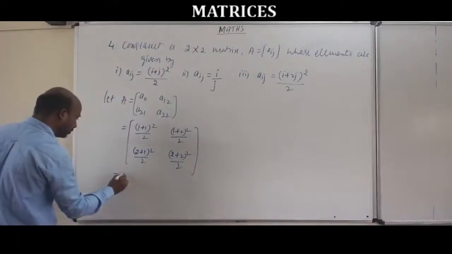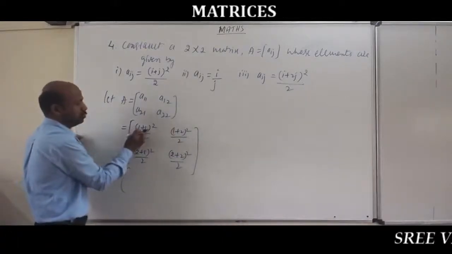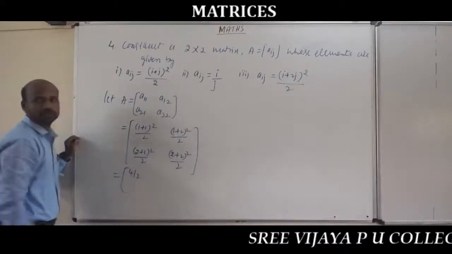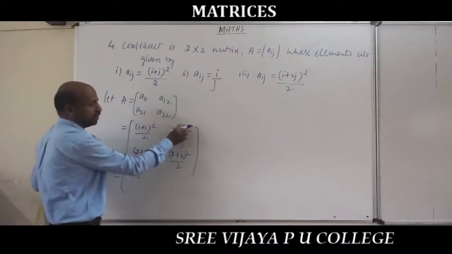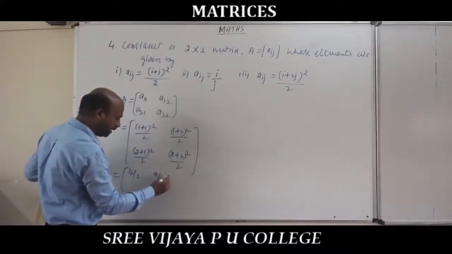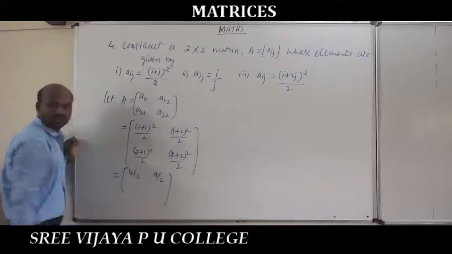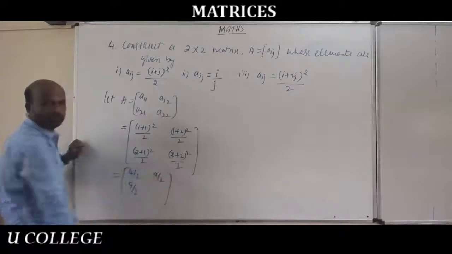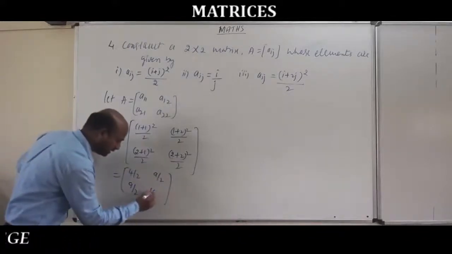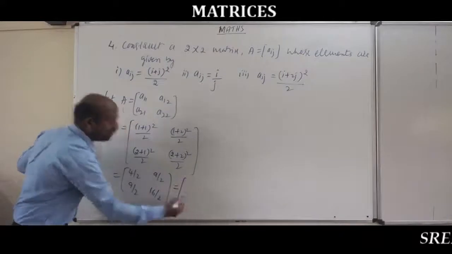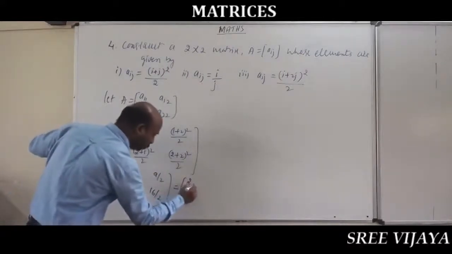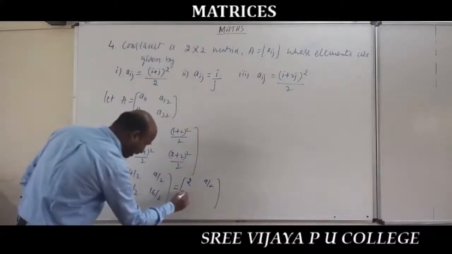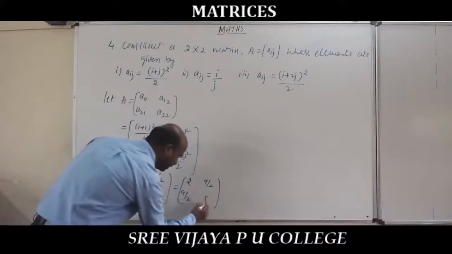That is equal to 1 plus 1 is 2, 2 square is 4, 4 by 2. 1 plus 2 is 3, 3 square is 9, so it becomes 9 by 2. 2 plus 1 is 3, 3 square is 9, again 9 by 2. 2 plus 2 is 4, 4 square is 16, so 16 by 2. That equals 4 by 2, which is 2, then 9 by 2, and this is also 9 by 2, and 16 by 2 is 8.